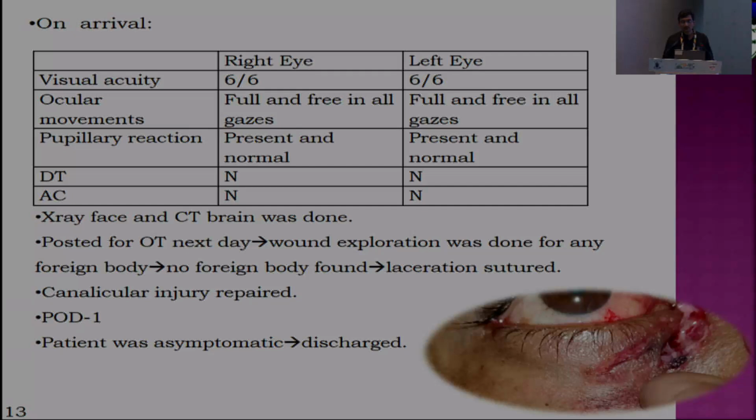On arrival, his visual acuity was 6/6 and ocular movements were full and free in all gazes, with normal pupillary reaction, digital tension and AC. X-ray face and CT brain were done, which were reported as normal, and he was posted for OT the next day for wound exploration. No foreign body was found, hence the laceration was sutured and the canalicular injury was repaired. On the post-operative day the patient was asymptomatic and discharged.